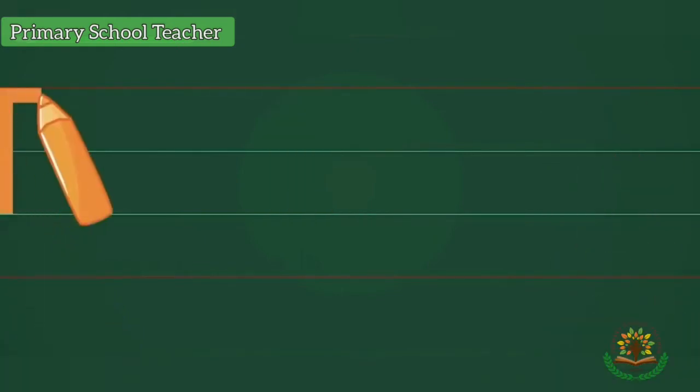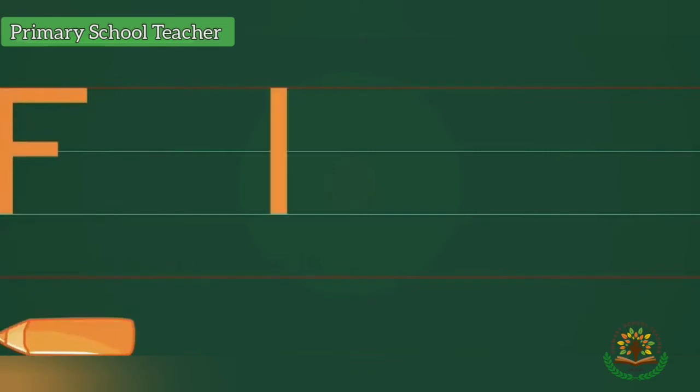Now we will write F. One standing line, one big sleeping line, one small sleeping line makes F.